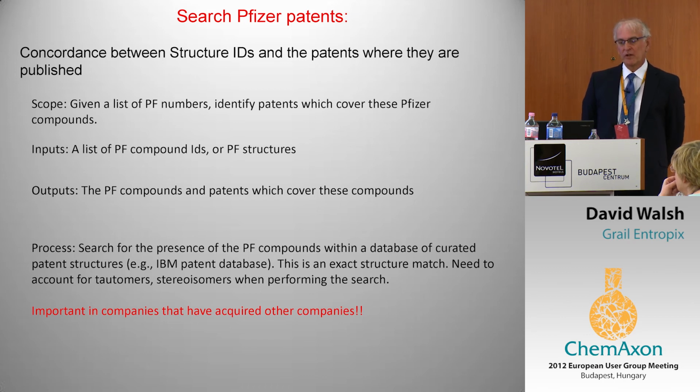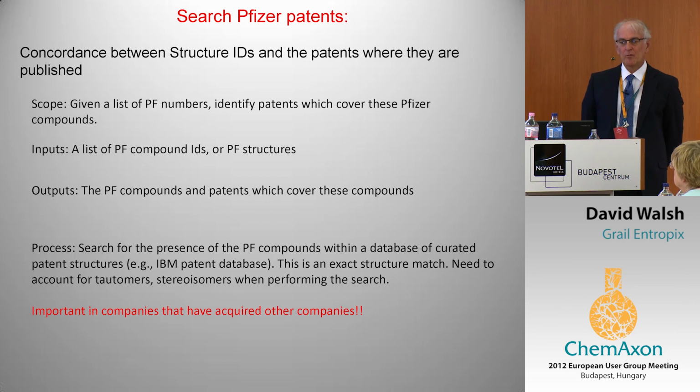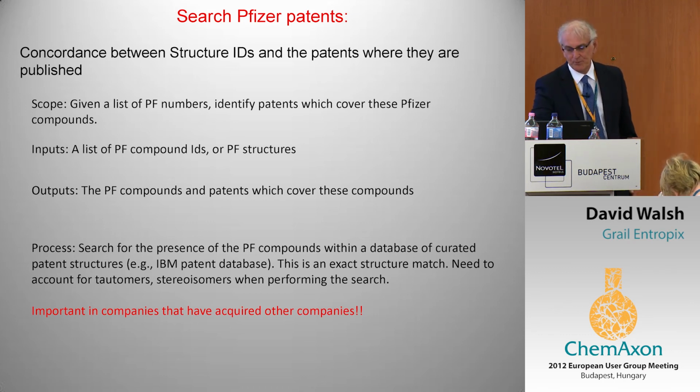So these were the types of searches which were used to benchmark the IBM patent database. Exact structure match needed to be completed, but taking account of tautomers and stereoisomers, etc. So the generation of the Pfizer patent to PF number connection was regarded as an important product of this.